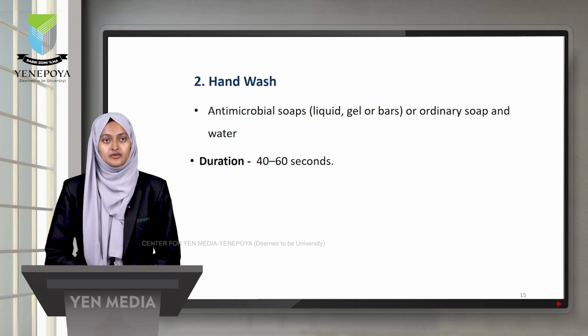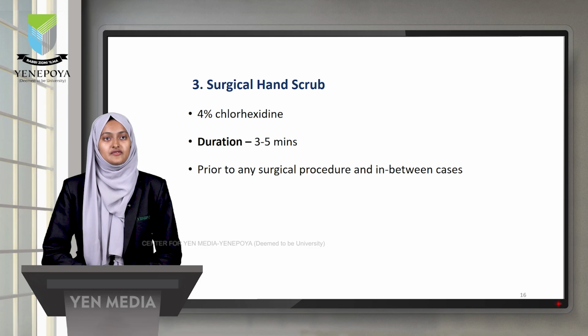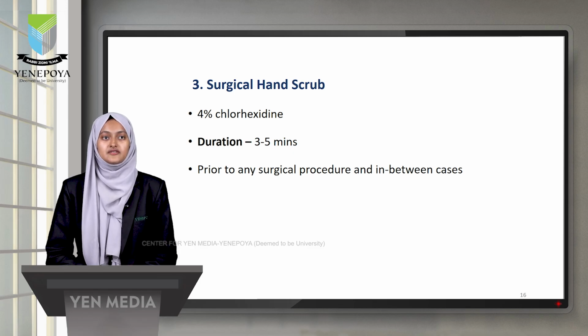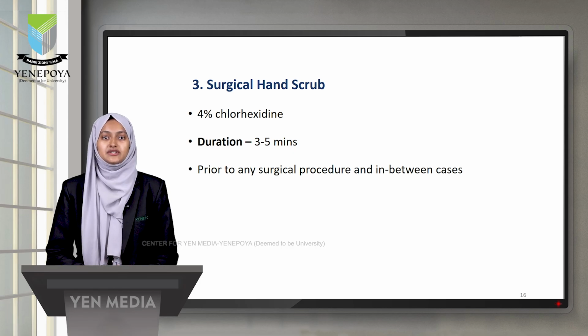Next we have the hand wash. We can use an antimicrobial soap or any ordinary soap and water. Again, the contact time here is 40 to 60 seconds. And then we have the surgical hand scrub, which contains 4% chlorhexidine. Duration is 3 to 5 minutes and it has to be performed before any surgical procedure or also in between the cases.